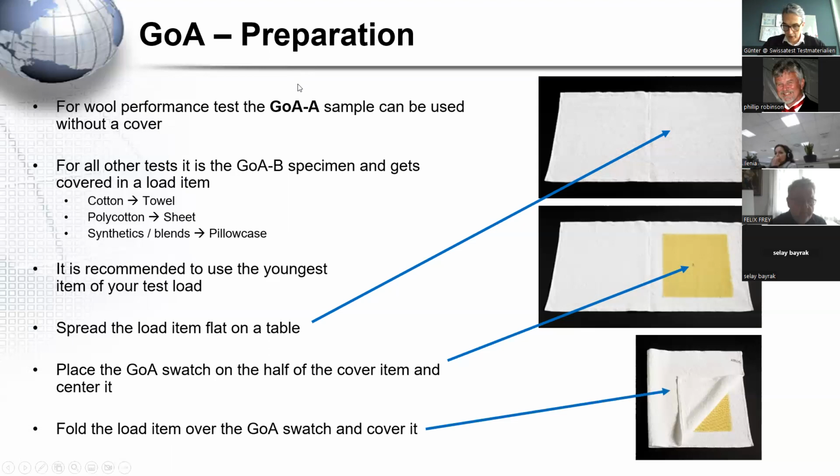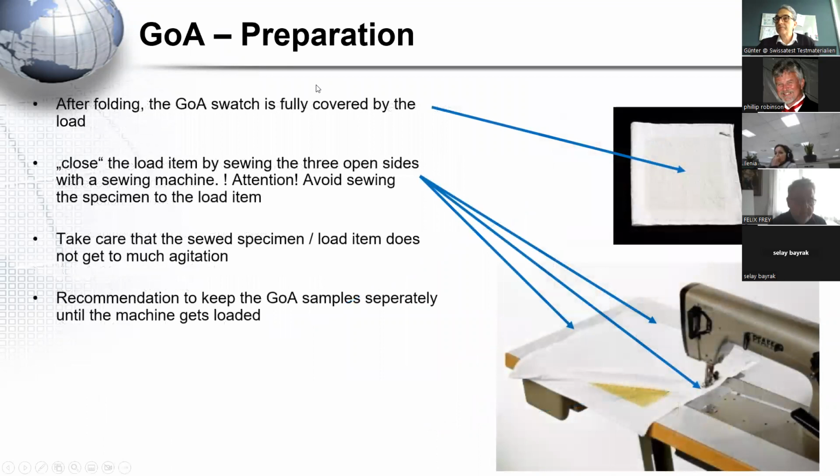And then you can close the load item and fold the towel to cover the GoA sample, the GoA swatch. After folding, the GoA swatch is fully covered by the load, and here you have also to pay attention that you don't move it too much, so that the sample inside the towel does not start to move and change position, so that when you sew it, it is not sewed together with the towel.